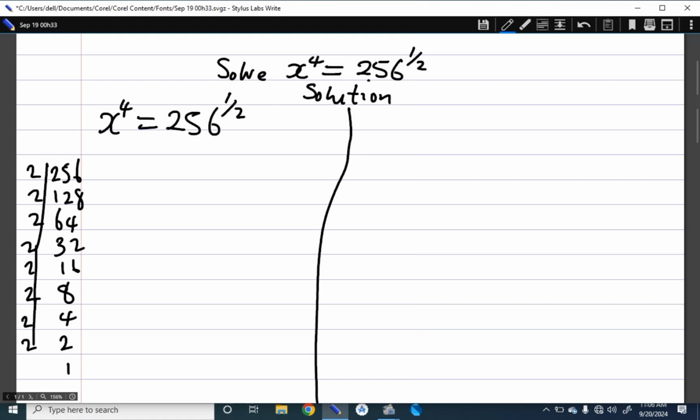2 divide 1. So this is something as saying x raised to power 4 is equal to 1, 2, 3, 4, 5, 6, 7, 8. I'm dividing with 2 and they are 8 in number. So I should not forget I have raised to power 1 over 2.